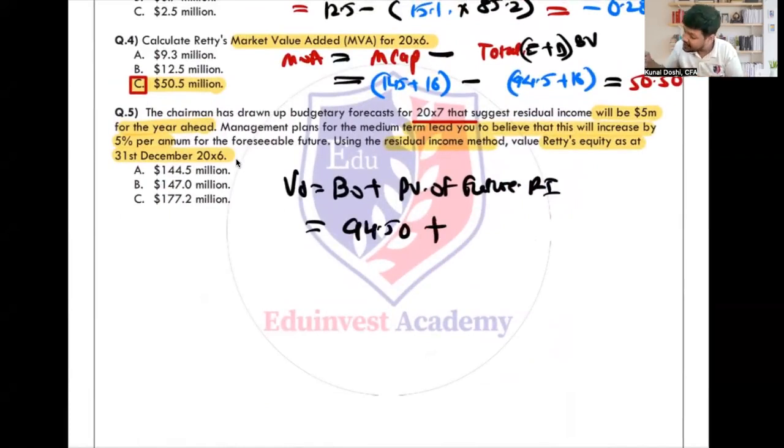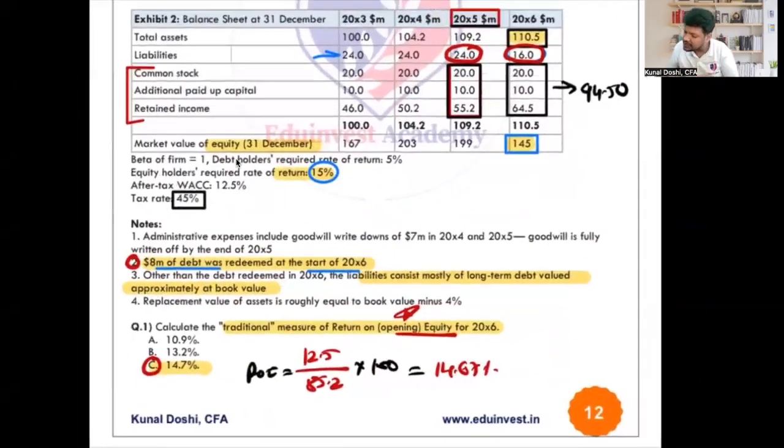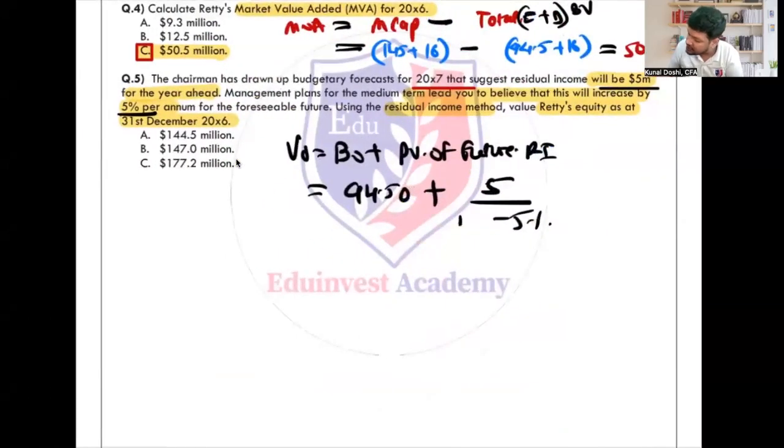They said that the forecasted residual income is 5 million, that is D1 over R minus G. That is cost of equity minus growth rate. Growth rate is 5 percentage. Now, what is my cost of equity? It is 15 percentage, right? So 15 minus 5 is 10 percentage. This is going to be 50. So this has to be 144.5. Are you getting this? Easy, easy, easy.